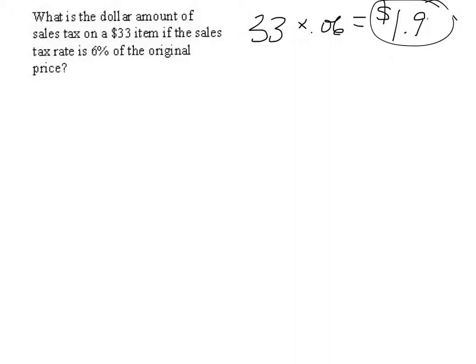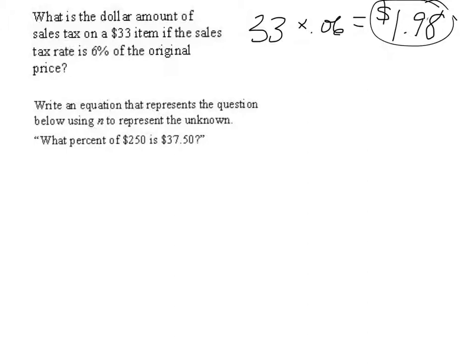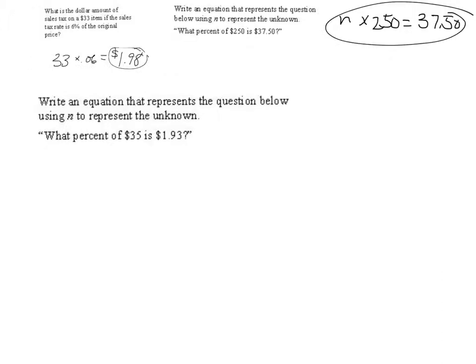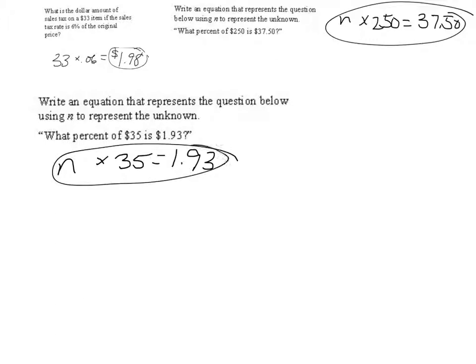Make my 8 nicer. Oh, that's better. Write an equation that represents the question below, using n to represent the unknown. So what percent, that's our unknown, of 250 is 3750. And that's the equation, and we're done. I picked out 2 of those. What percent, so that's our unknown, of 35 is 193. And they didn't say solve it, so we're done.